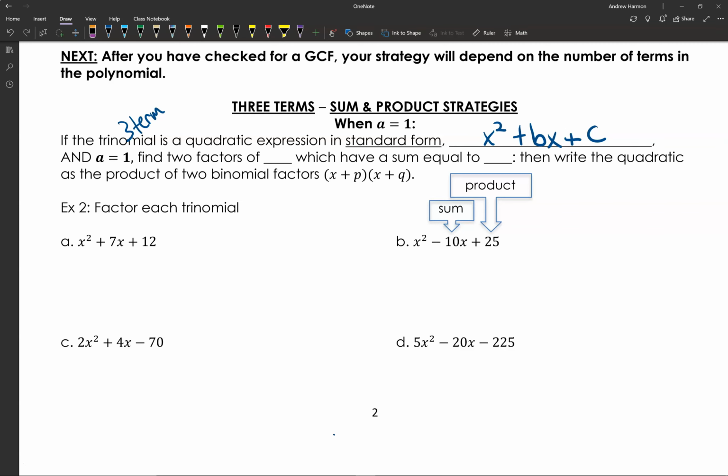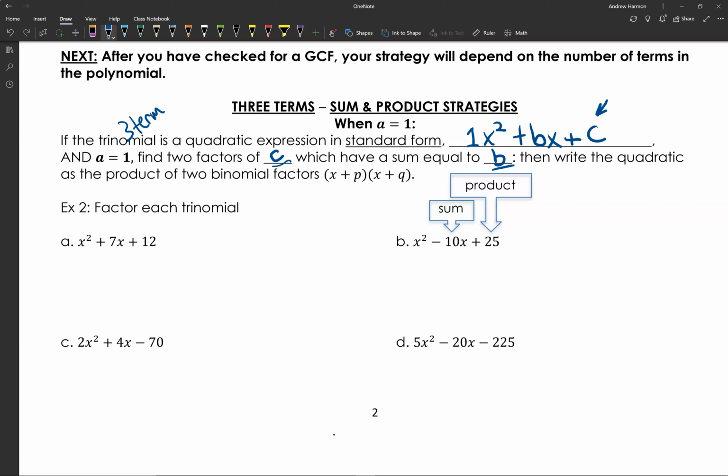So this a value, instead of being an a, is really just a 1, or there's no number there at all, because you don't necessarily have to write the 1. We're going to find two factors of the c term, so this last number, which have the sum equal to the b term, meaning what can I multiply to get c that'll also add to get b.